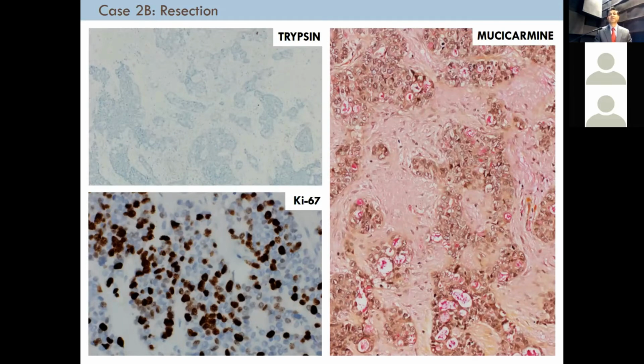But as you can see over here, this is a mucicarmine stain, which shows scattered mucicarmine positive cells and glandular elements that again appear to be very intimately associated with, or intermixed with, the solid neuroendocrine component. Ki-67 was performed again to grade the neuroendocrine component, and it was greater than 50%, consistent with neuroendocrine carcinoma.